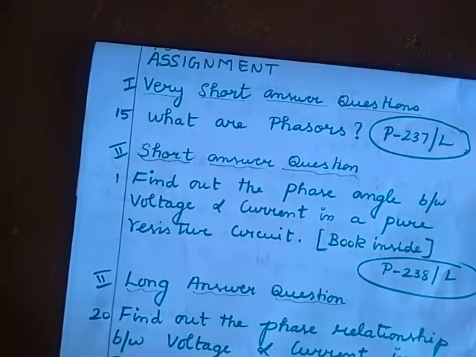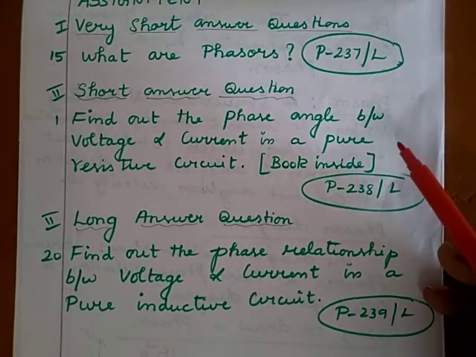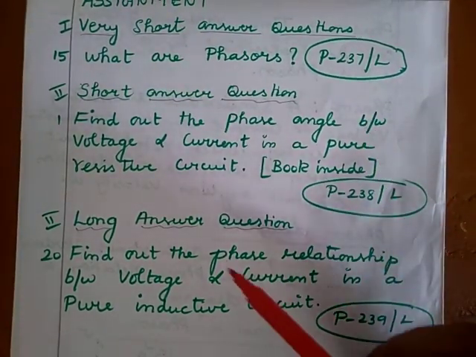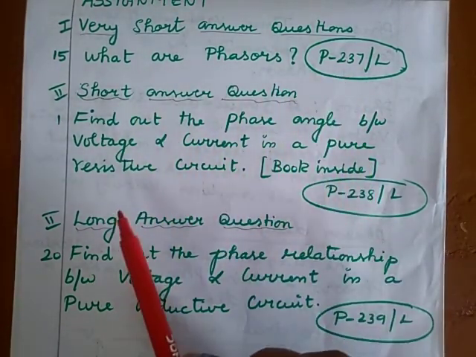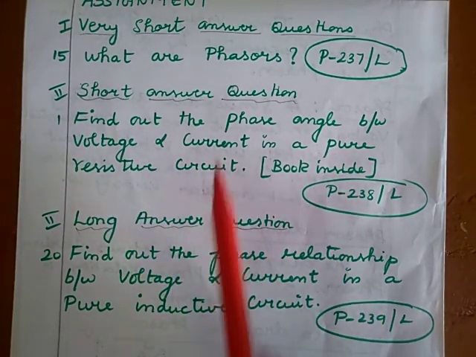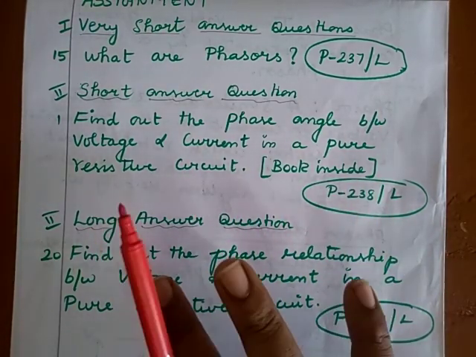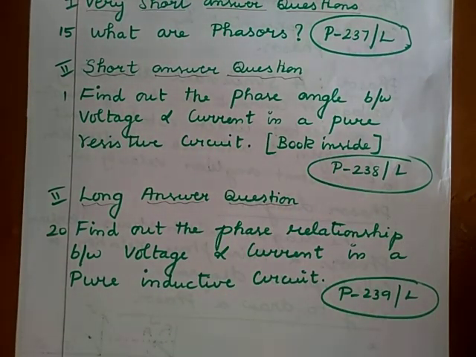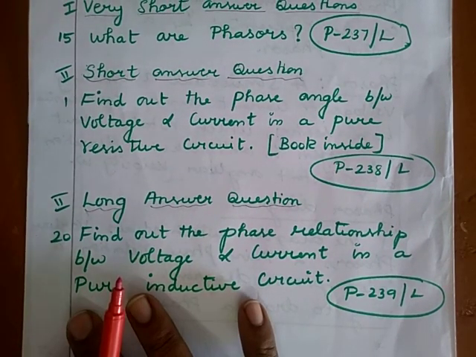Here let me see today's assignment. Only 3 questions: one short answer, one very short answer, one long answer. The first is, what is a phasor, which you know very well. The next, find out the phase angle between voltage and current in a pure resistive circuit. This is a book inside question, page number 238, left side. The next one, long answer: find out the phase relation between voltage and current in a pure inductive circuit. Complete it soon and send it through the mail ID. Okay, thank you.